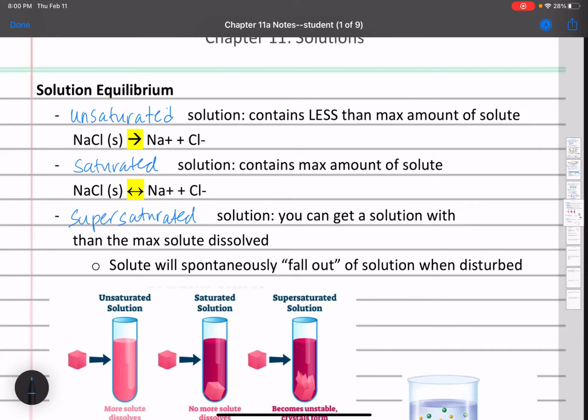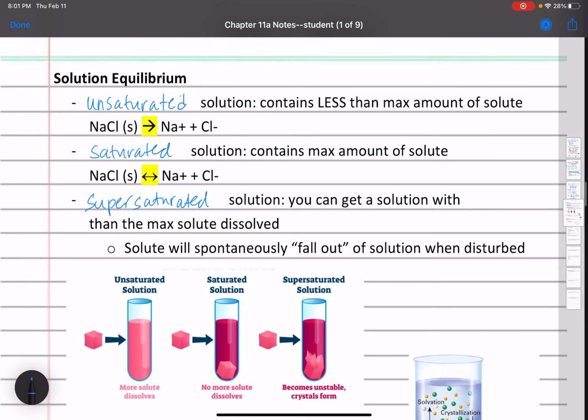So an unsaturated solution is any solution that has less than the maximum amount of solute dissolved in it. So, anywhere from a pinch to a pound, as long as it fully dissolves, it's still considered an unsaturated solution. So an unsaturated solution still has room to dissolve more solute. A saturated solution is one where the maximum amount of solute is dissolved and no more can go into solution. And sometimes in a saturated solution, you have some solute that's undissolved still sitting at the bottom.